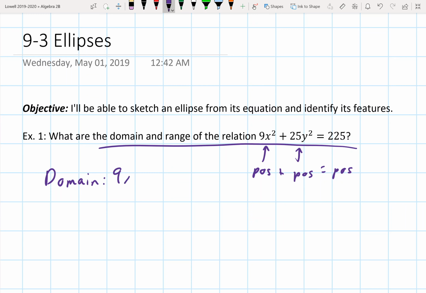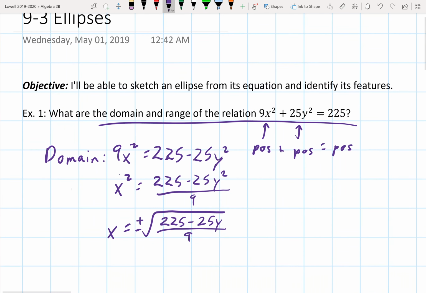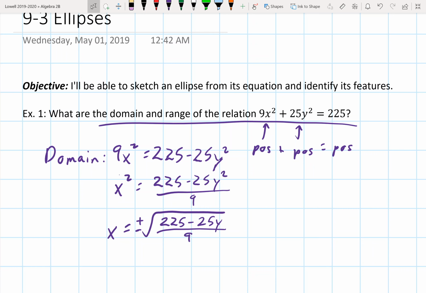So if I'm looking at the domain, I have 9x squared would equal 225 minus 25y squared. I'll divide both sides by 9, and we'll get x squared equals 225 minus 25y squared over 9. And then I'm going to take the square root of that. So x is equal to the square root, and notice since I'm looking at x squared, I would want the positive square root and also the negative square root, because those would both be okay, of 225 minus 25y squared over 9. I can actually simplify this a little bit because I can take the square root of the 1/9, so that would just be plus or minus 1/3 the square root of this thing, 225 minus 25y squared.